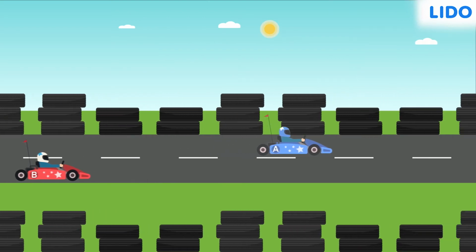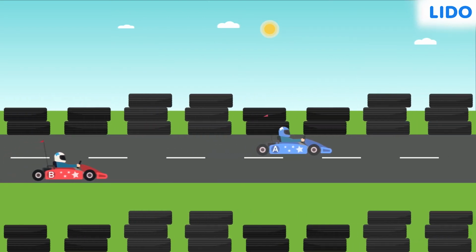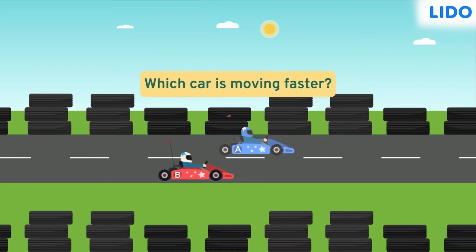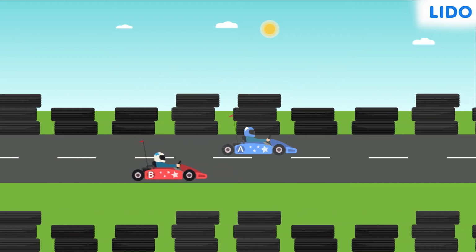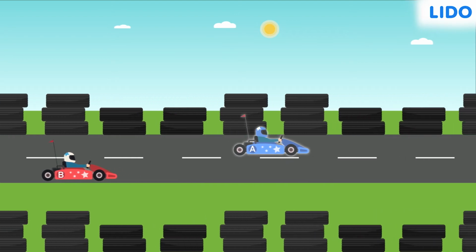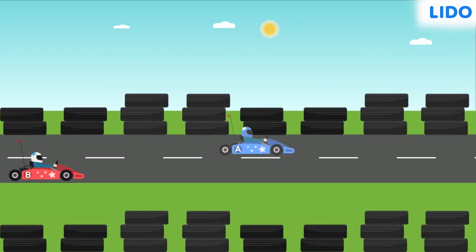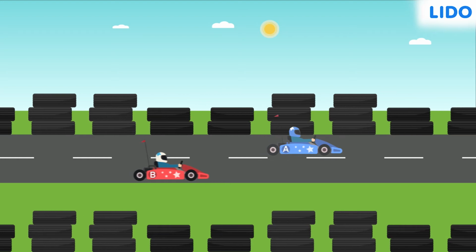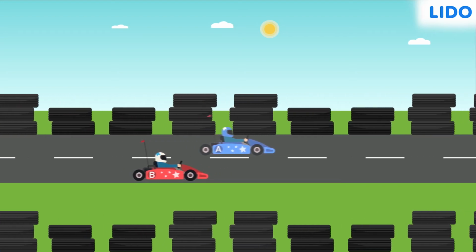Say we have two racing cars, A and B, traveling along a straight path. Which car is moving faster? Just from looking at the two cars moving, we can tell that car A is faster. But do we have solid evidence to prove that car A is faster than car B? Let's understand this with an example.